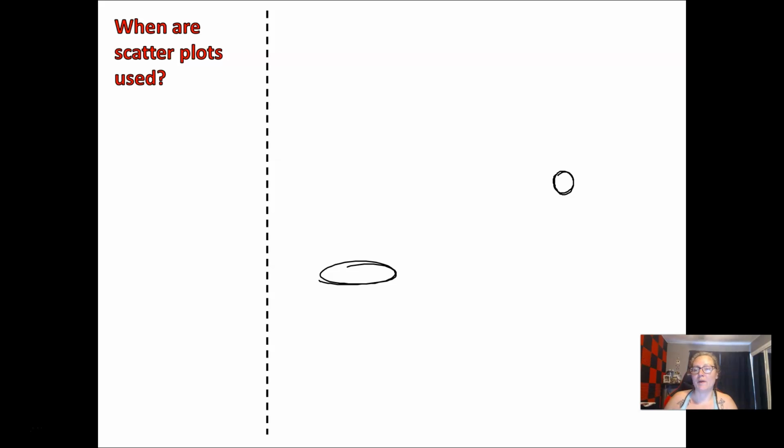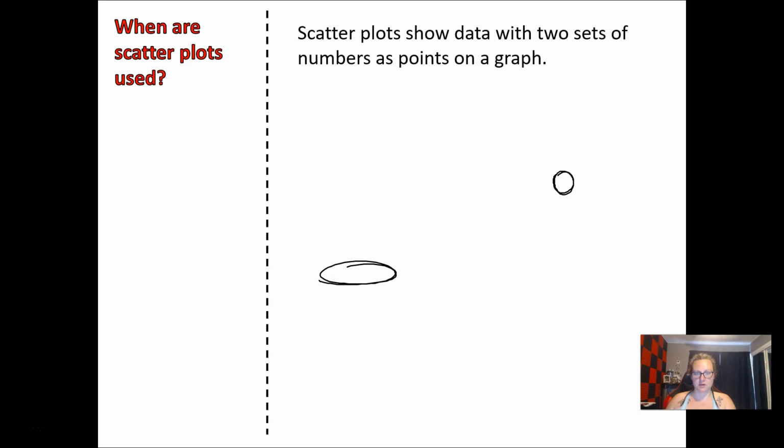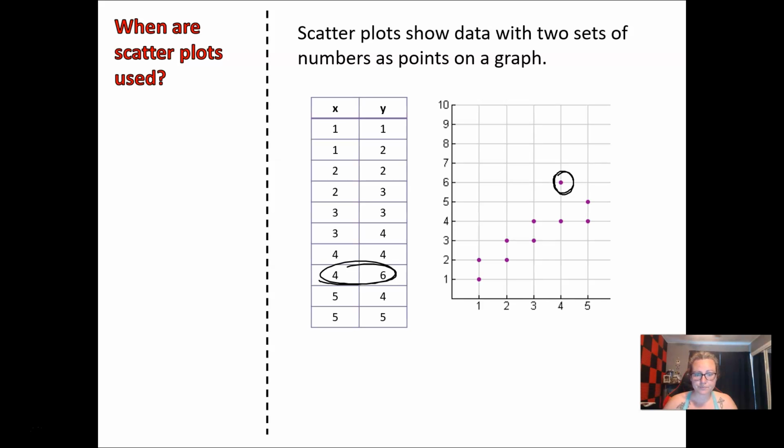So when are scatter plots used? Also make sure you pause the video so you can write stuff down, so you can refer back to it later. And when you're drawing your graphs, just do quick little sketches. It doesn't have to be perfect. Scatter plots show data with 2 sets of numbers as points on a graph. Our 2 sets in our prior one were husband's age and wife's age. So this is just an X and a Y.